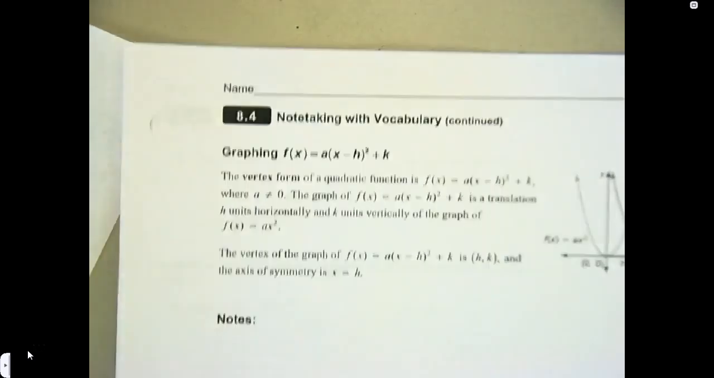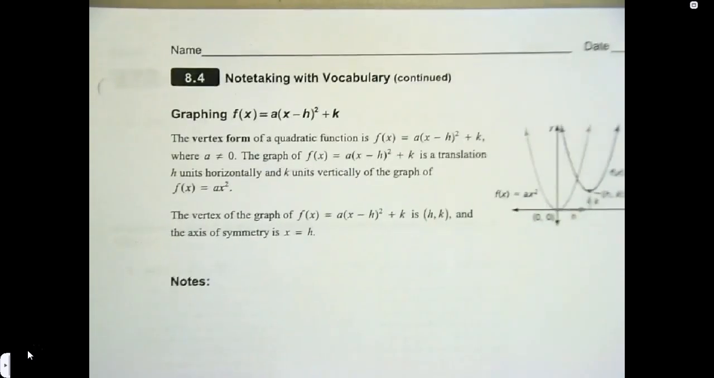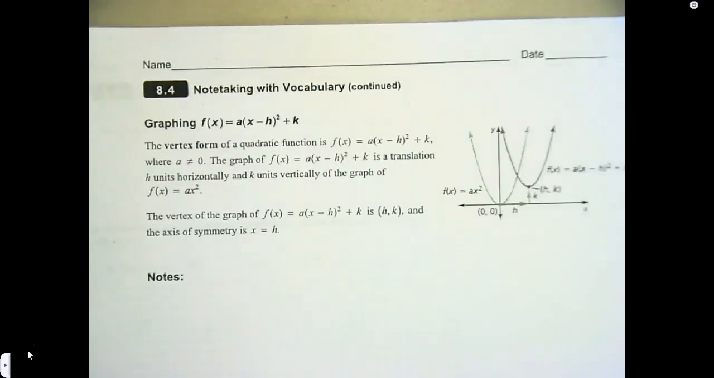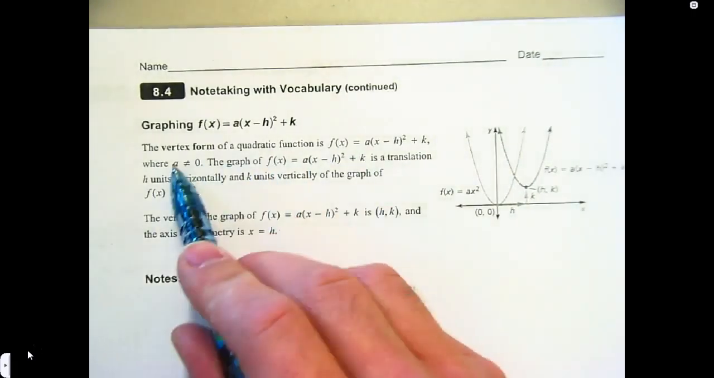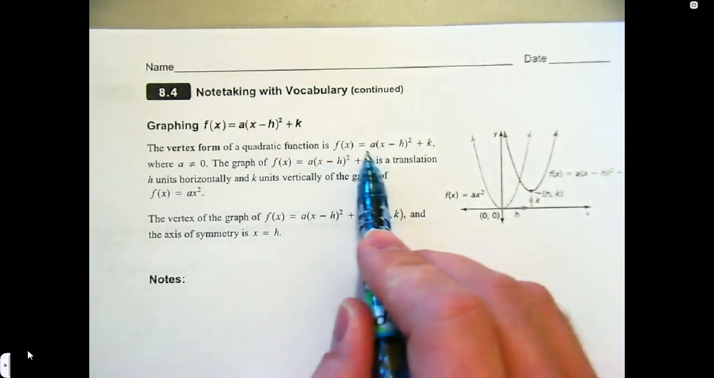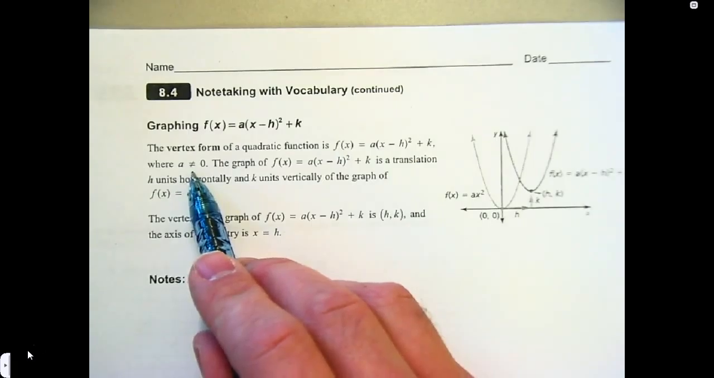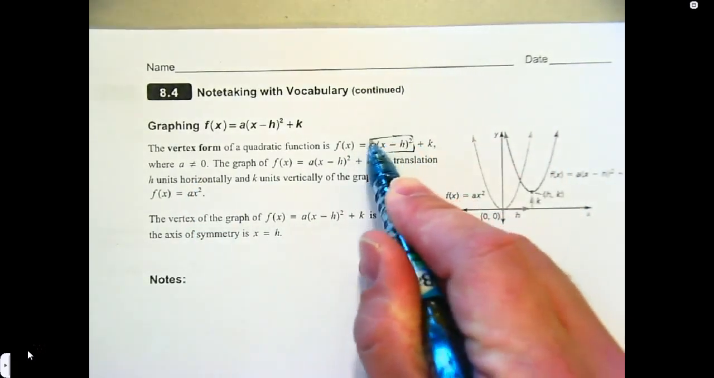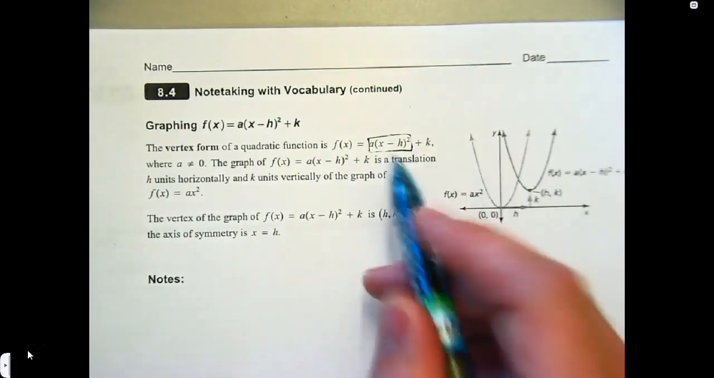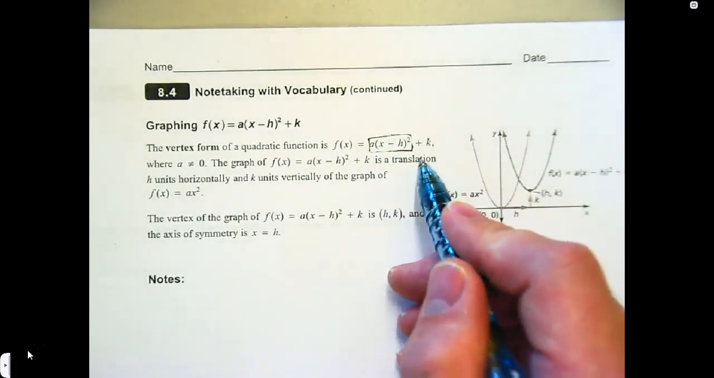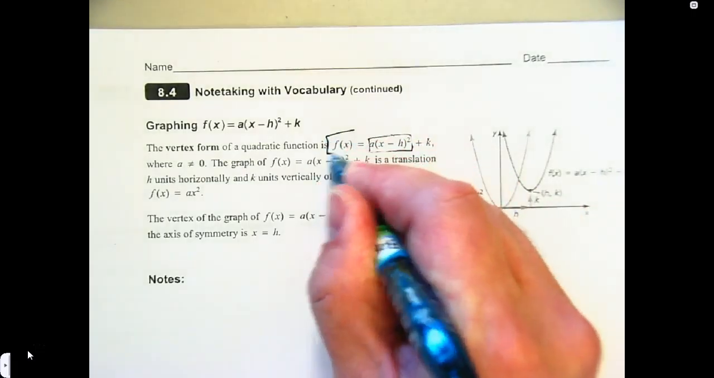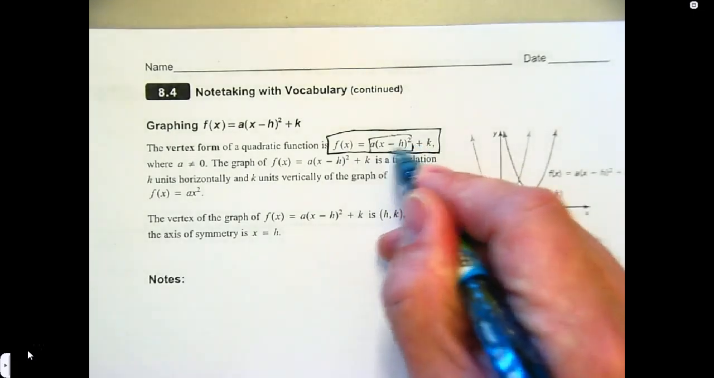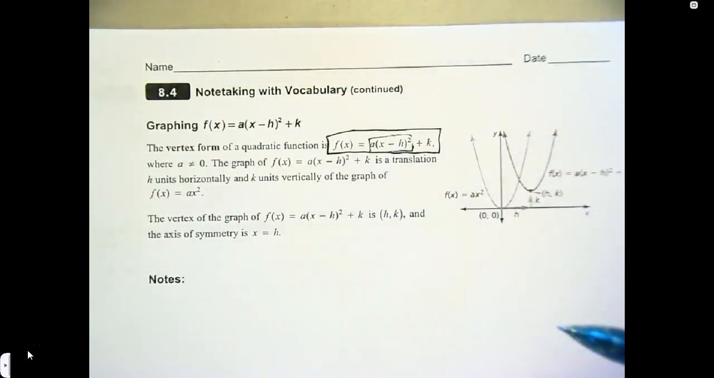When you move on, if you look at the next slide, they bring the k into it. They're saying, okay, when you put that k in there, the vertex form of a quadratic function is this, where a cannot be 0. Notice if a is 0, what happens to this whole chunk right here? It becomes 0, which means it's no longer a quadratic. How do you know that this whole function is a quadratic? X is squared.